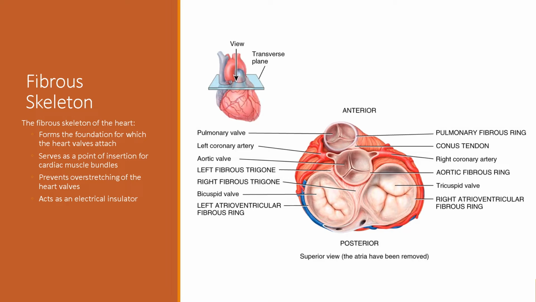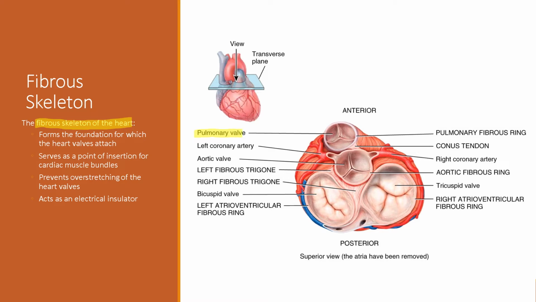Now, in addition to cardiac muscle tissue, the heart wall also contains dense connective tissue that forms the fibrous skeleton of the heart. Essentially, the fibrous skeleton consists of 4 dense connective tissue rings that surround the valves of the heart, and they actually fuse with one another and merge with the interventricular septum. So we can see these rings here, these rings around the valves.